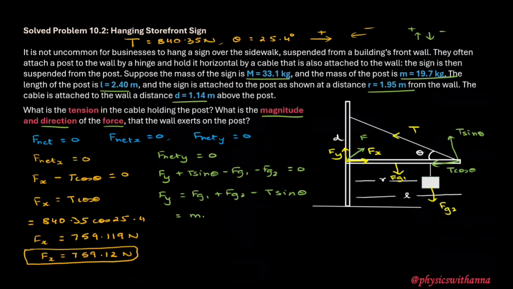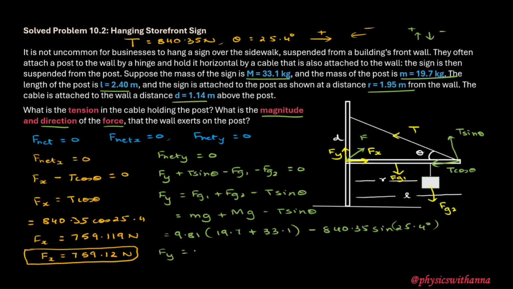Fg1 will be small m times g, Fg2 will be capital M times g, minus T sine theta. So now let's substitute. We can take g common in these two. We write it as 9.81 times small m, which is 19.7, plus capital M, which is 33.1, minus T, which is 840.35, times sine of the angle 25.4. That gives you Fy equal to 157.5 Newton.